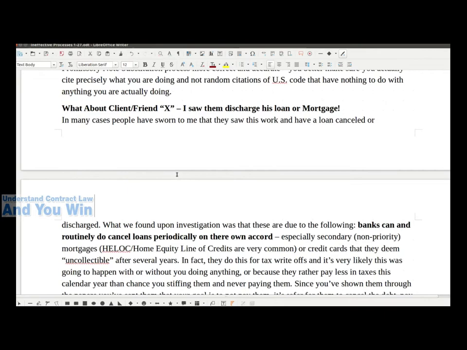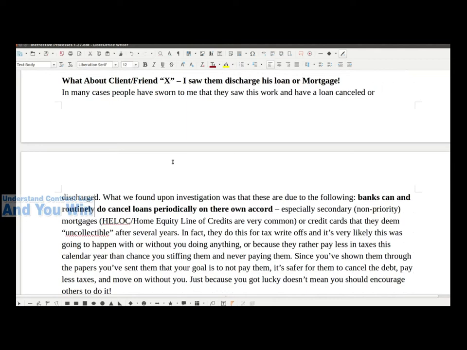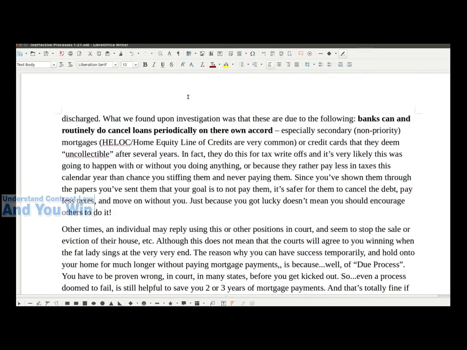So now I'm going to address the random one or two successes that are floating around the internet and why they were not real successes, in my opinion. What about client X or my friend X, John or whoever, I saw them discharge their mortgage or loan with this process. In many cases, people have sworn to me that they saw this promissory note process work, or have had a loan canceled or discharged. What we found upon careful, discerning investigation was that those one or two isolated cases were due to the following.